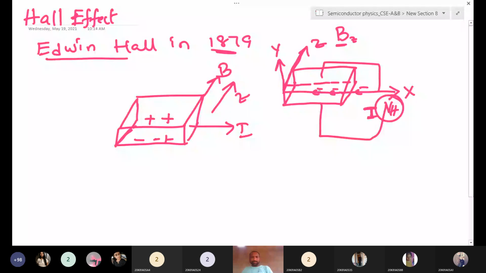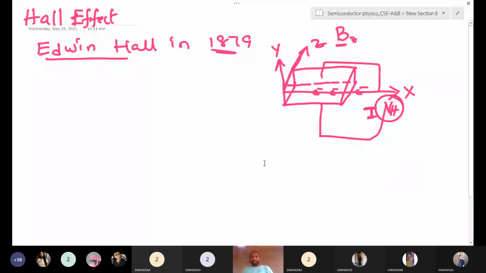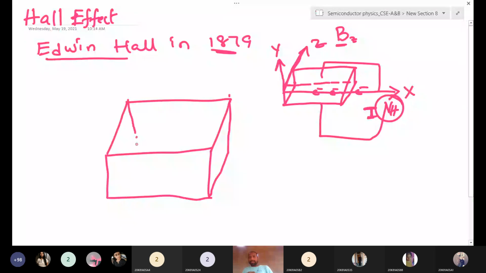So current is carrying along the x direction, and we are applying some magnetic field along the z direction. Because of this magnetic force, suppose this is the x direction, this is the y, and let's take a z direction. x, y, and z are always mutually perpendicular to each other.